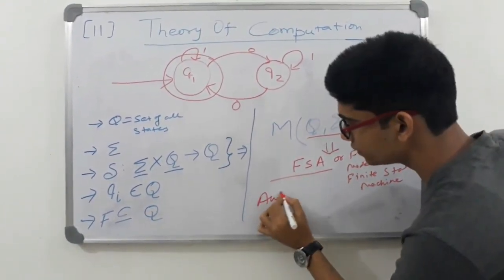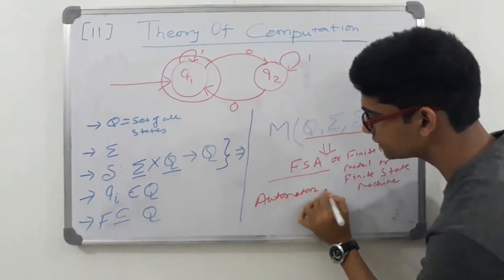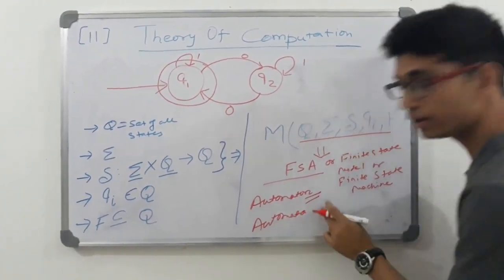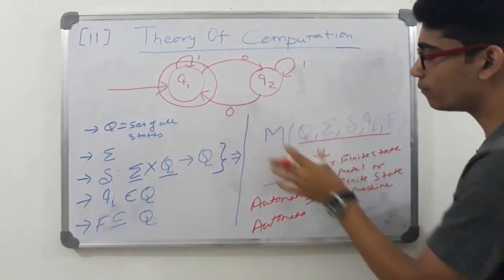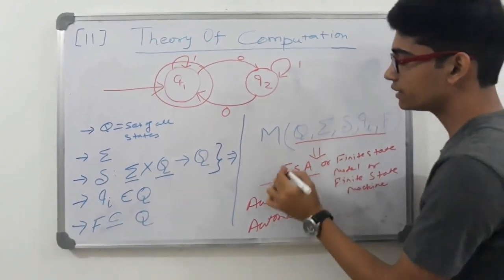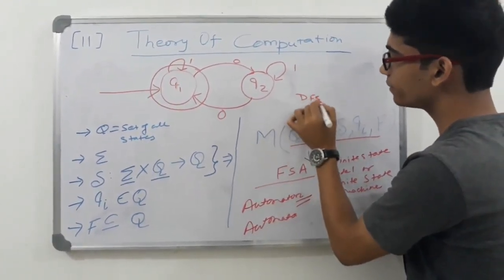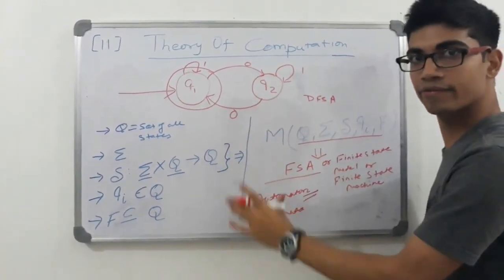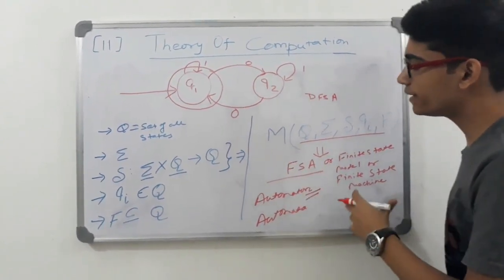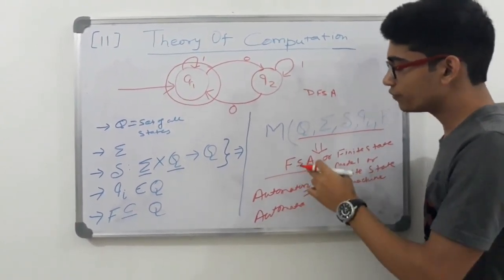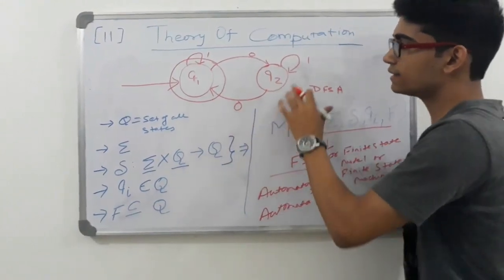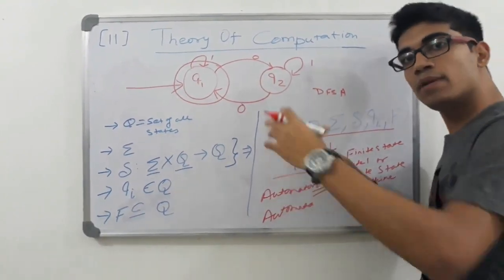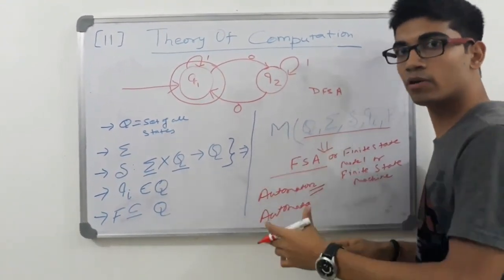And see, automaton is singular, and automata is plural. So what we have done is made a model, and in our context this model is DFSA, deterministic. We'll see variations. For now just consider that this is an FSA, finite state automata. So what is finite state automata? It is a model. This is the model that we have drawn, and automata will contain several classes of models. We'll see several other models also.